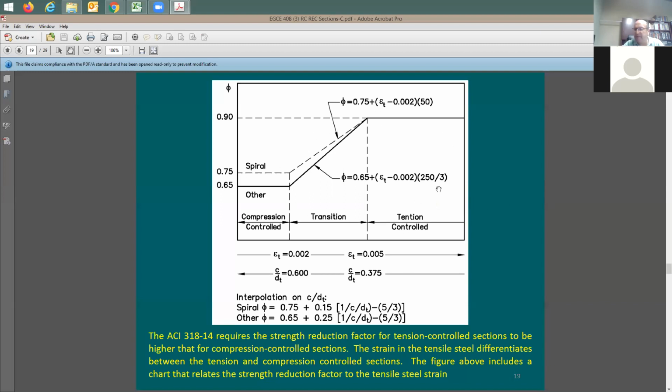Even if some of my examples do not show the phi factor, in my examples here I'm not showing how to find out the phi factor, but if you're doing an exam problem, homework problem, or project, you need to find out the phi factor on your own.